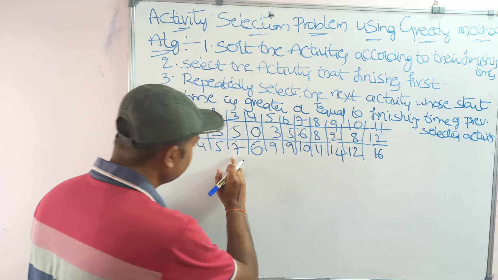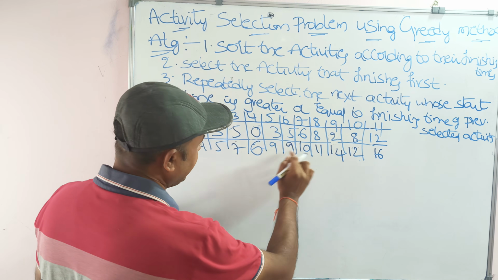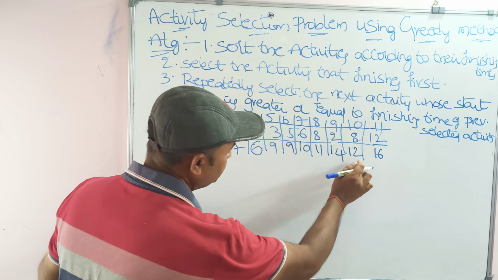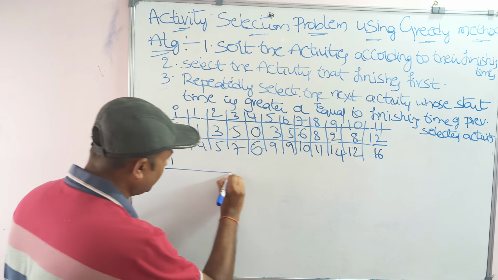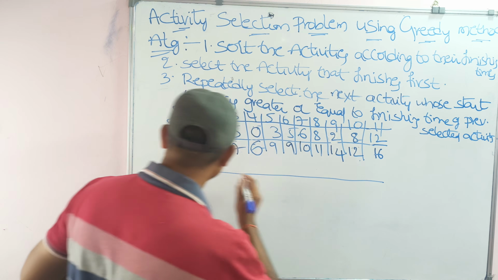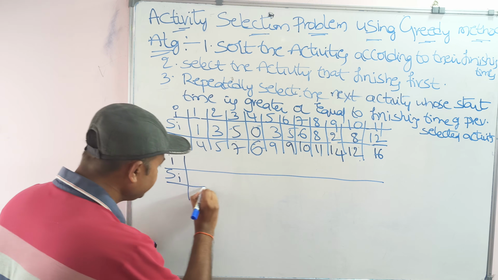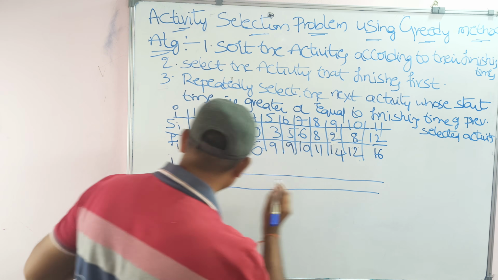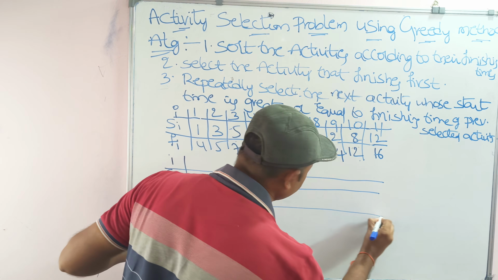Here 4, 5, 7, 6 are not in sorted order. Next 9, 10, 11, 14, 12: these two are not in sorted order. So let us sort according to the finishing time. I means the activity number, Si means the starting time of the activity, Fi means the finishing time of the activity.